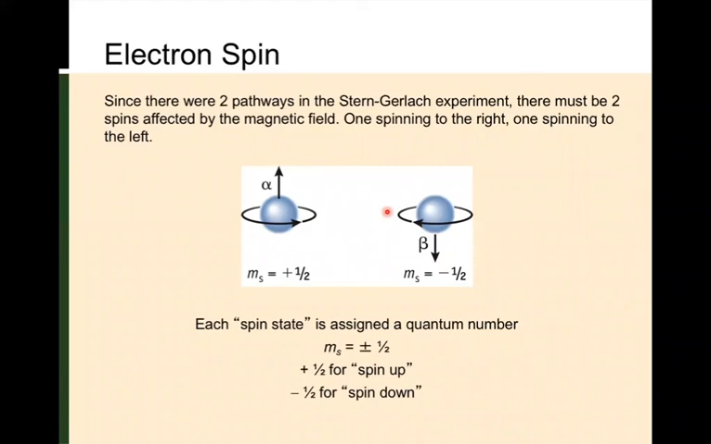There are multiple ways of talking about this. There's spin up, and there's spin down. There is alpha, there is beta, and then there's of course the spin quantum numbers. Generally spin up is plus a half and spin down is minus a half. Spin up is also called alpha, spin down is also called beta, because remember the spin is kind of just a thing that comes out in the mathematics of the Schrodinger equation. So each spin state is assigned a quantum number. ms is equal to plus or minus a half, plus a half for spin up, minus a half for spin down.